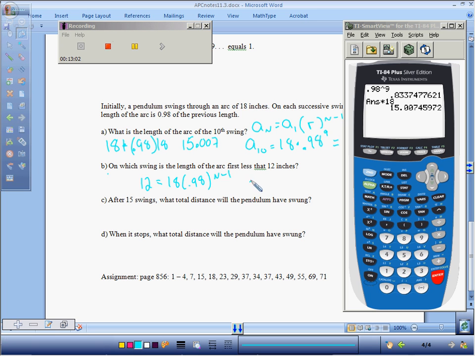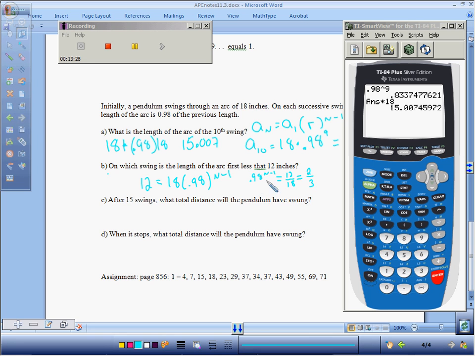So I get 0.98 raised to the n minus 1 equals, I guess you could do this with your calculator, but I like to do things algebraically, 12 over 18, which reduces to 6/9, which is, oh, that's 2/3, isn't it?